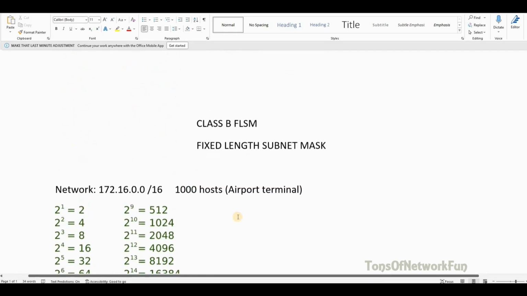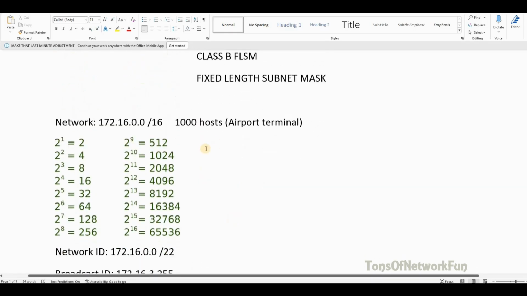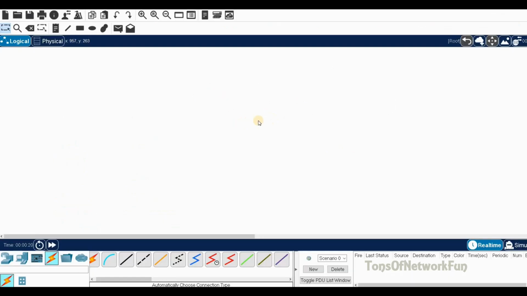So now we'll see this in Packet Tracer. It will be a very simple one because we only have one requirement: 1000 hosts. So I just take 2 to 3 PCs, a switch and a router. That's all we need. Okay, now we'll see this in practical.